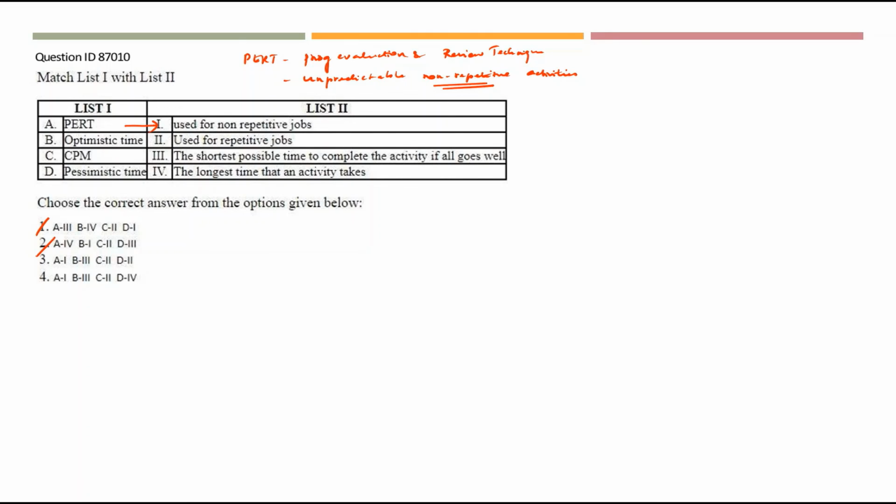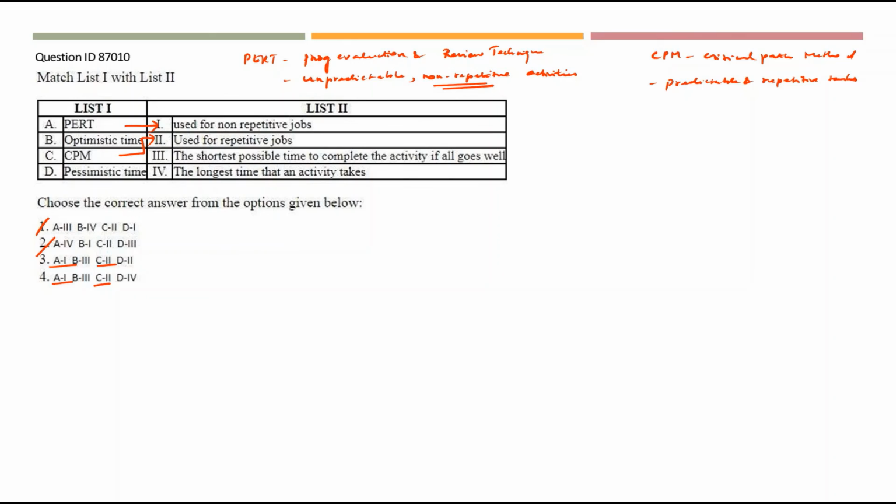Next we will go for CPM. CPM is critical path method. CPM is used for predictable and repetitive tasks. CPM is mapping to used for repetitive jobs, C to 2. Actually, if you can see, C and D are mapping to the same option. So mostly you might not have the third option.